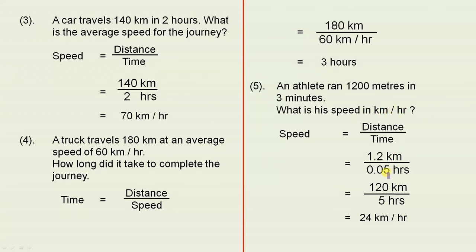And 3 minutes is 1/20th of an hour, which is 0.05 hours. So that represents 1/20. Multiply top and bottom by 100 to remove the decimal points. So we have 120 over 5, which is 24 kilometers per hour, and that's the speed.